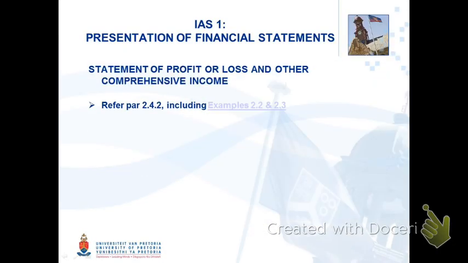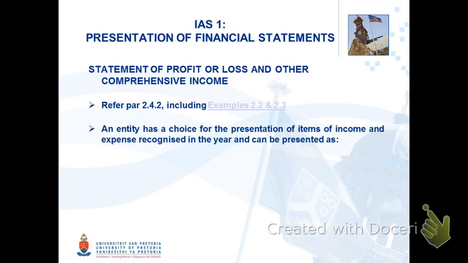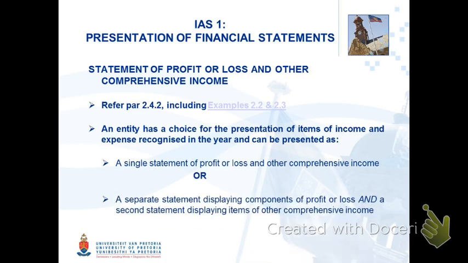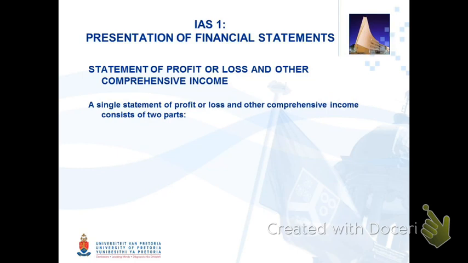Secondly, we look at the statement of profit or loss and other comprehensive income. Again, refer to the relevant paragraphs. Now, an entity has a choice for the presentation of the items of income and expense that must be recognized during the current year. You can either treat it as a single statement of profit or loss and other comprehensive income, or you can treat it as a two-statement approach, where you have a separate statement displaying the components of profit or loss and a statement of other comprehensive income.